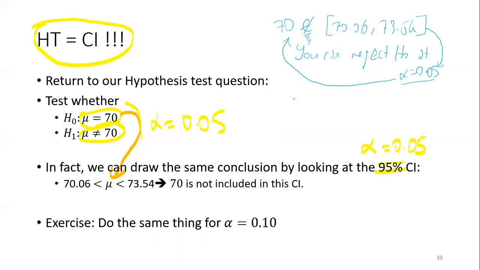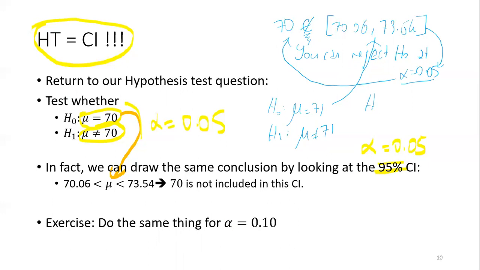For example, if I ask you the hypothesis test H0: mu is equal to 71 versus H1: mu is not equal to 71, just look at the confidence interval. Is it in the confidence interval? Well, yes, it is. Hence, you won't reject the hypothesis.